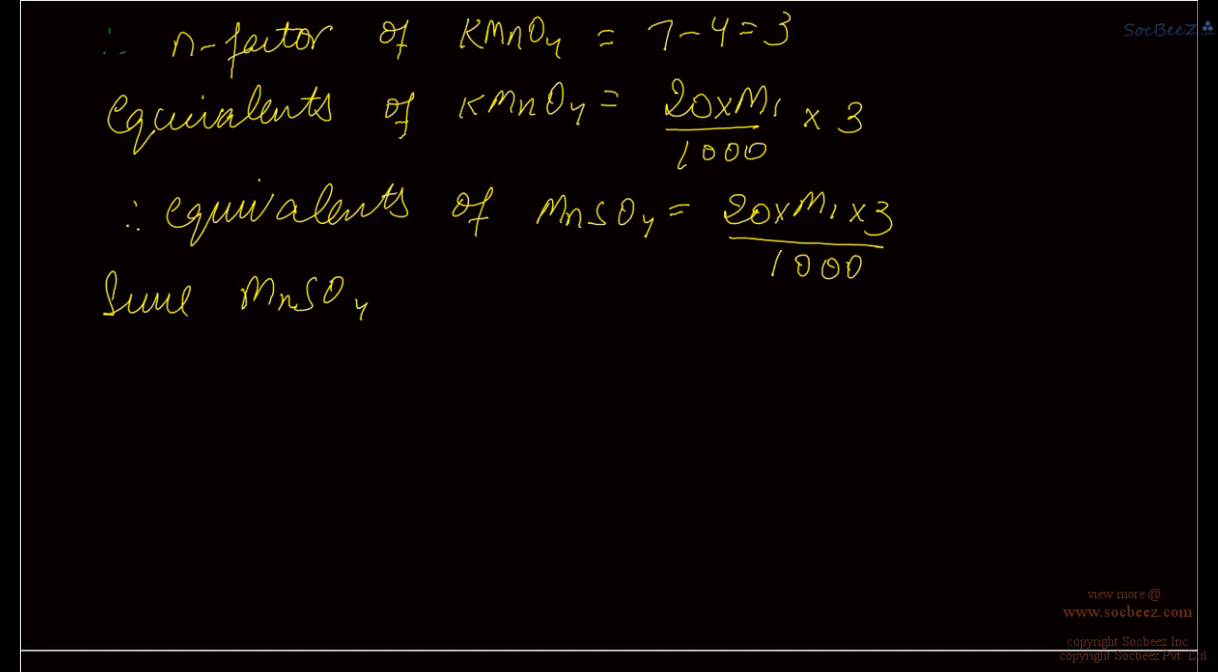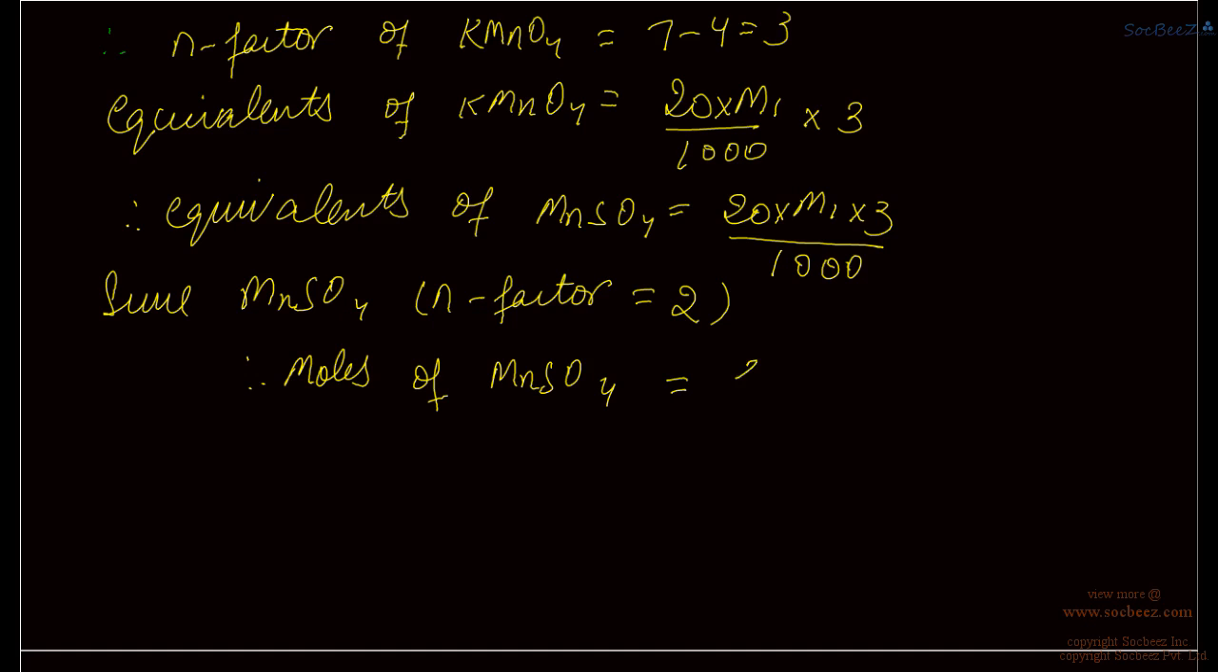Now, since we know that MnSO4 n factor is 2, therefore we can say that number of moles of MnSO4 that is reacting in this reaction is the total number of equivalents divided by the n factor. So this is equal to 20 into M1 by 1000 into 3, divided by the n factor of MnSO4, which is 2. So this is the number of moles of MnSO4 that is reacting in this reaction.